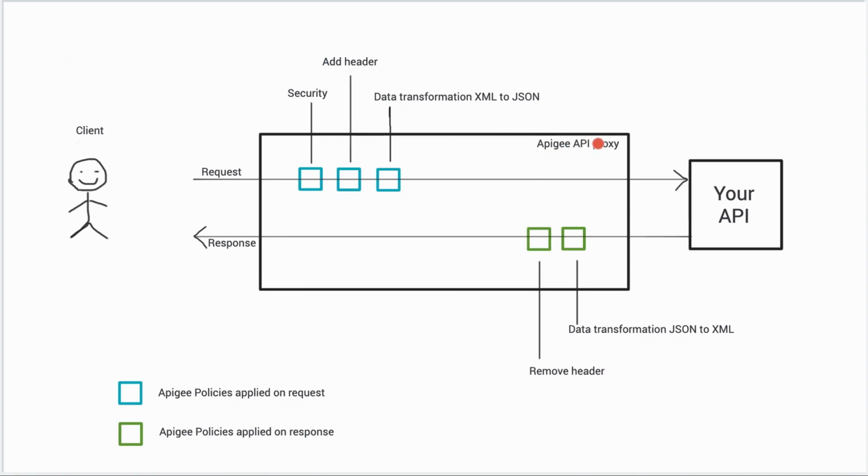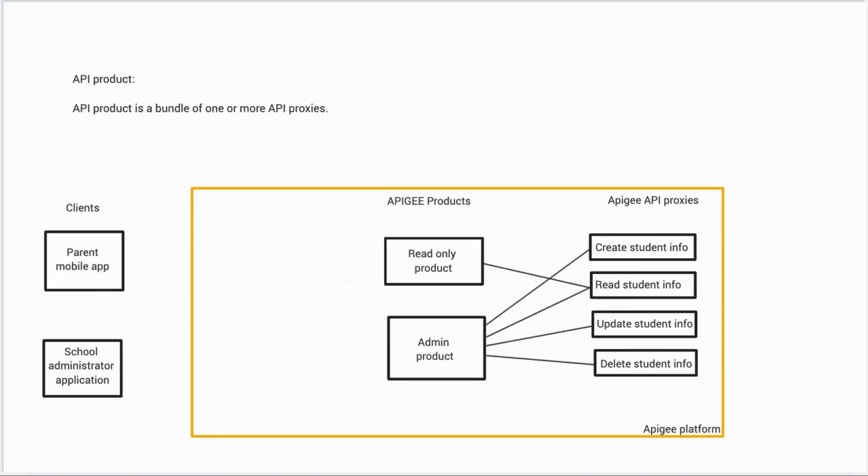So the API proxy will contain whatever policies we need to execute on the request flow and whatever policies we need to execute on the response flow. Now let's jump on to the API product. So the API product is a bundle of one or more API proxies.